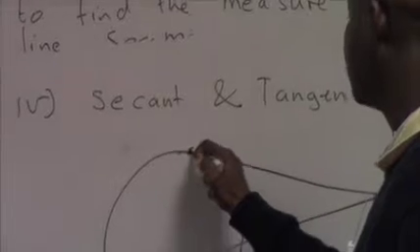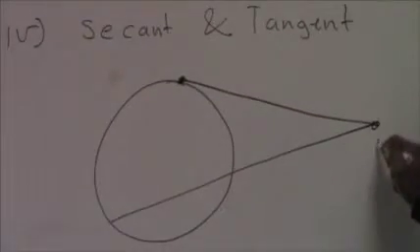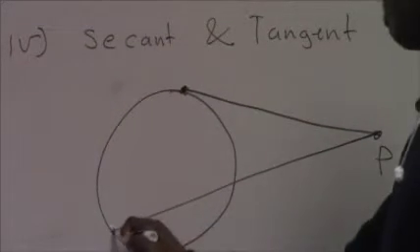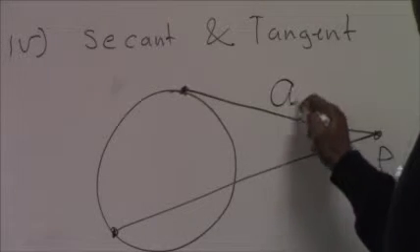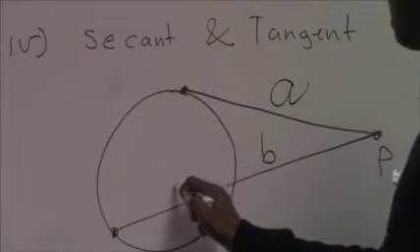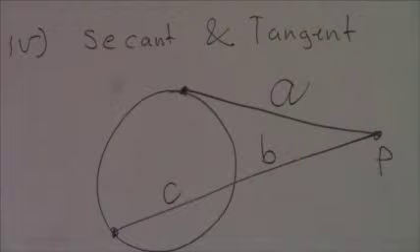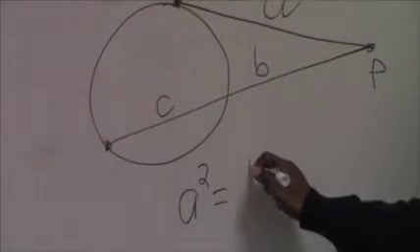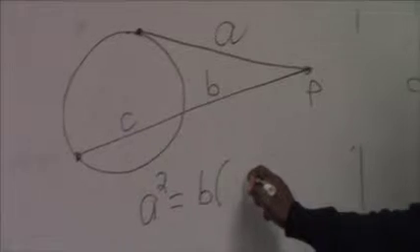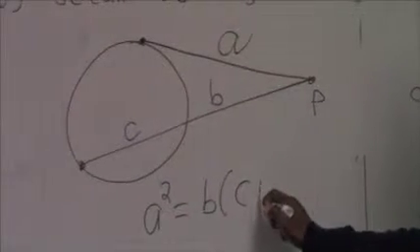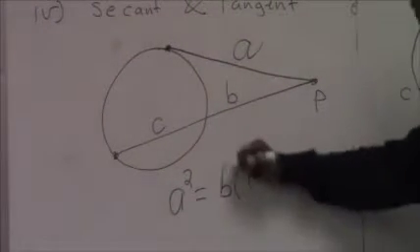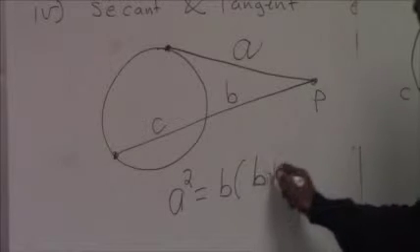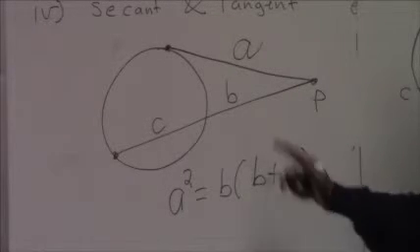So we see that this is a tangent. It comes from a common endpoint. Let's say this is A, let's call this B, and let's call this C. So for our rule, then A squared must be equal to B times the sum of C. Let me just say B times (B plus C). C plus B is the same thing.